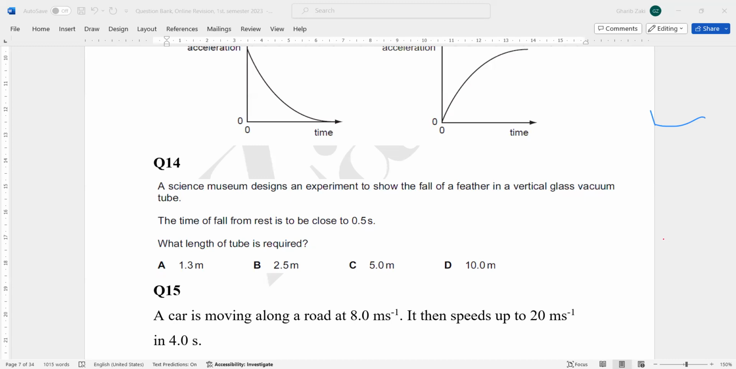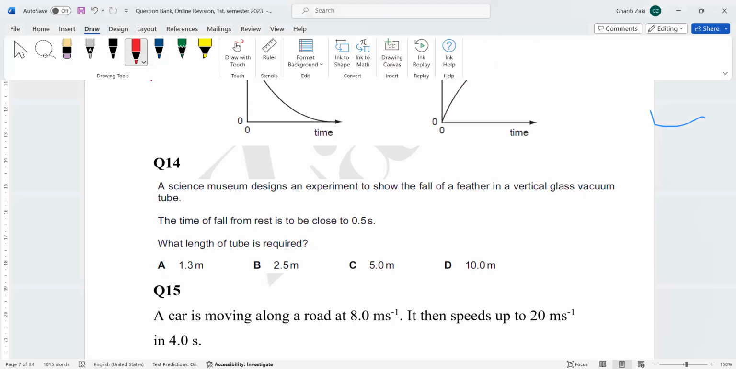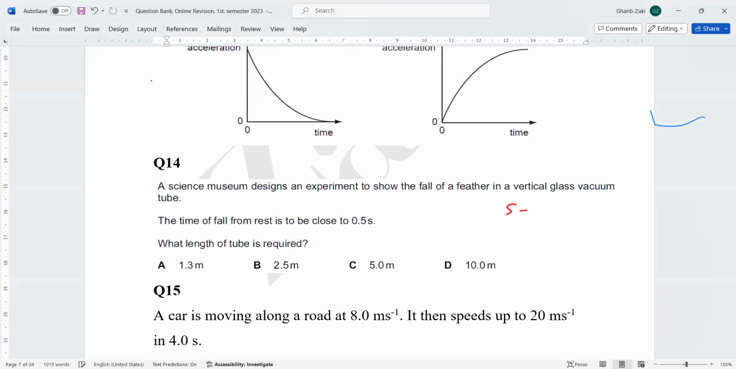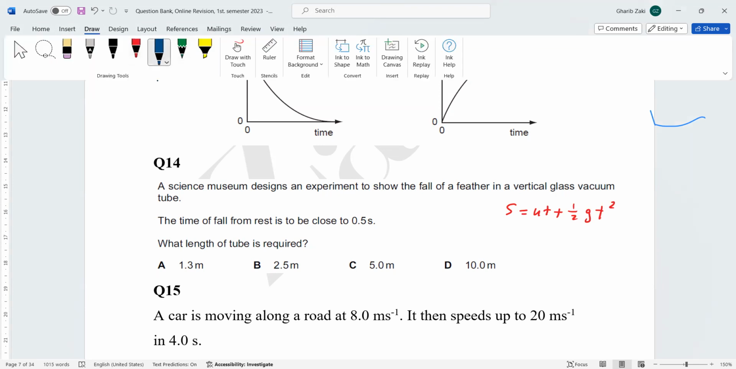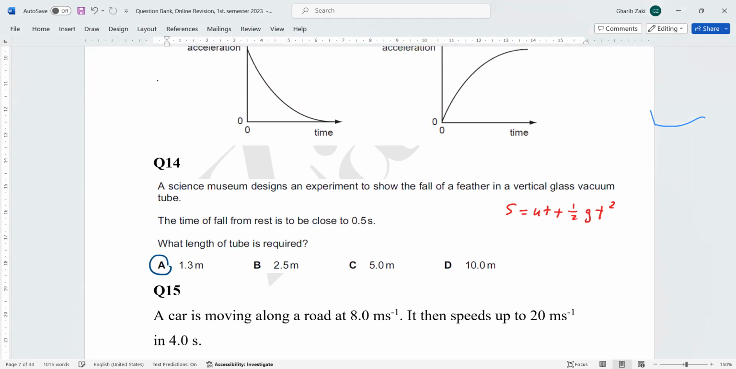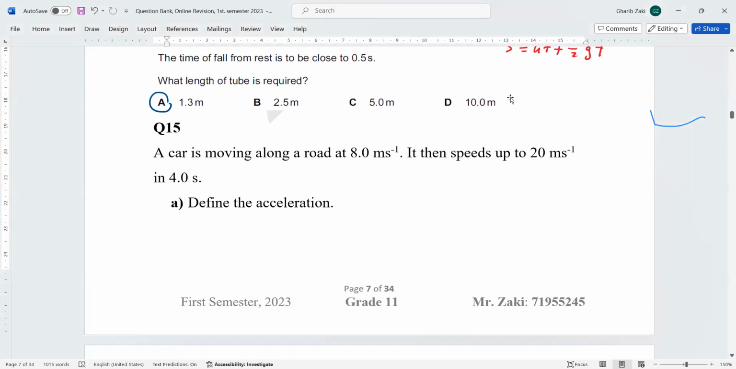Question number 14, which formula do we use? We use S equals UT plus half GT squared. Then the answer becomes 1.3, so the correct answer is A. Question number 15 says define acceleration. Acceleration is the rate of change of velocity. This is the definition of acceleration.